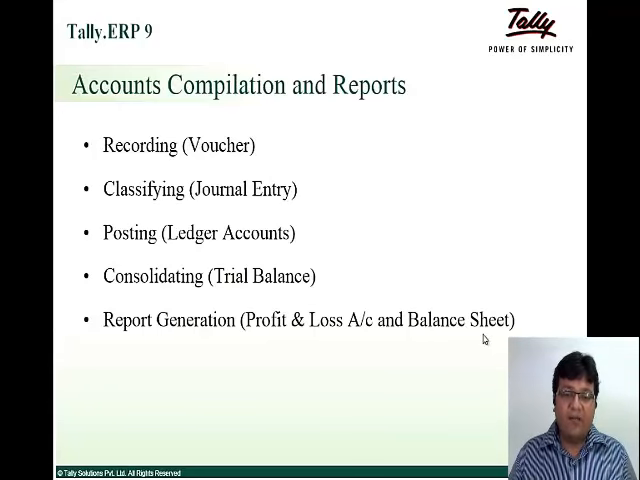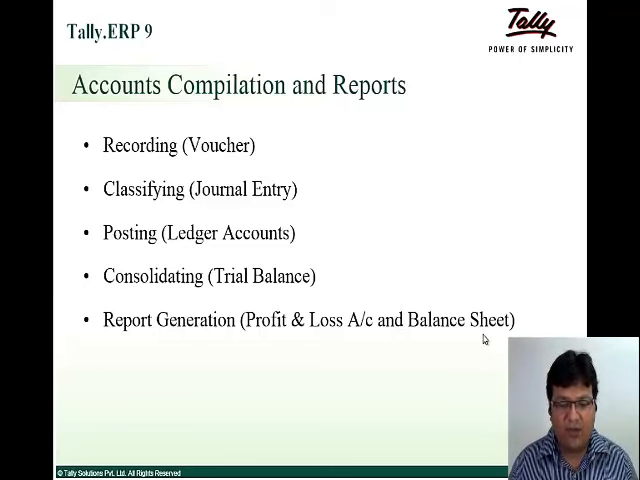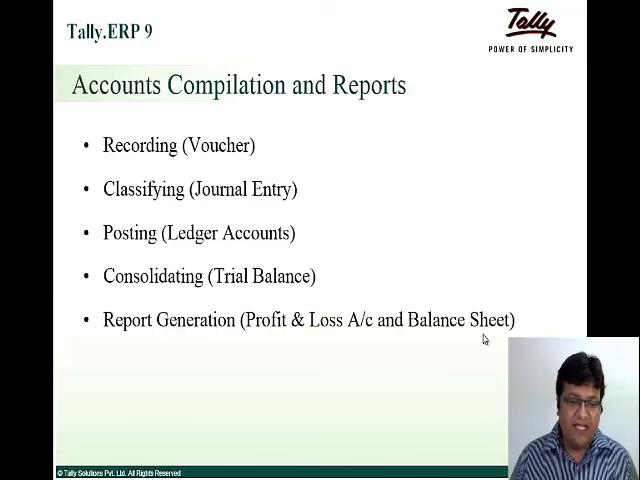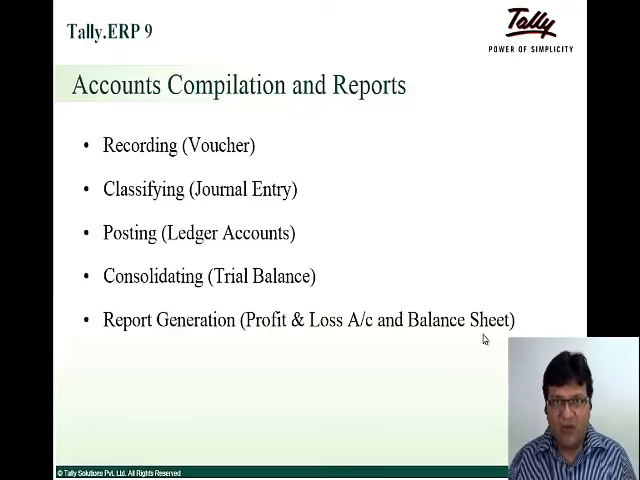So how are accounts compiled and reports made? First, you will record the vouchers. Vouchers give the complete information about the transaction that has happened, including the narration, which gives the complete history about what the transaction was all about. Then classifying. This voucher entry is then moved into a journal entry, where you debit and credit expenses, incomes, real accounts, personal accounts, nominal accounts. Then once the journal entry is completed, you will post it into the ledger accounts.